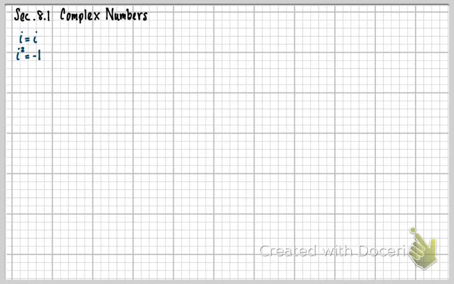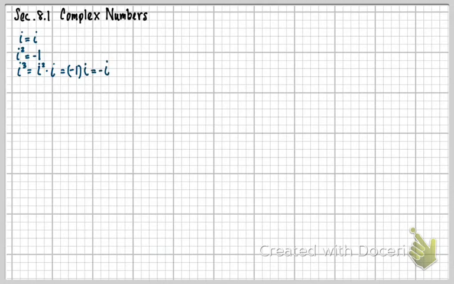Now let's take a look at i cubed. Now i cubed is really i squared times i. Okay, and what is i squared? If you look at the previous one, i squared equals -1. So this is really -1 times i, which actually equals -i.